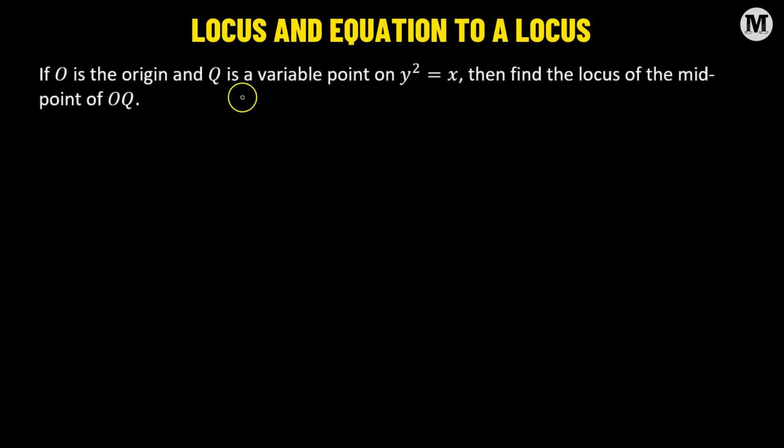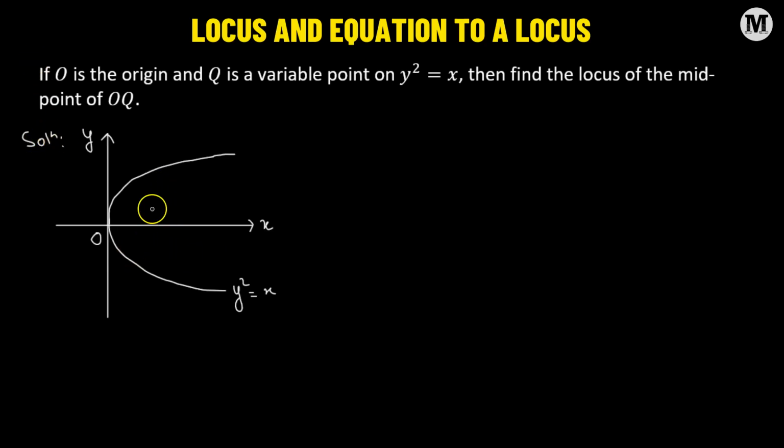If O is the origin and Q is a variable point on y squared equals x, then find the locus of the midpoints of OQ. Let's try to understand the problem graphically first. So we will consider the coordinate axis. So here we have the x-axis and the y-axis.